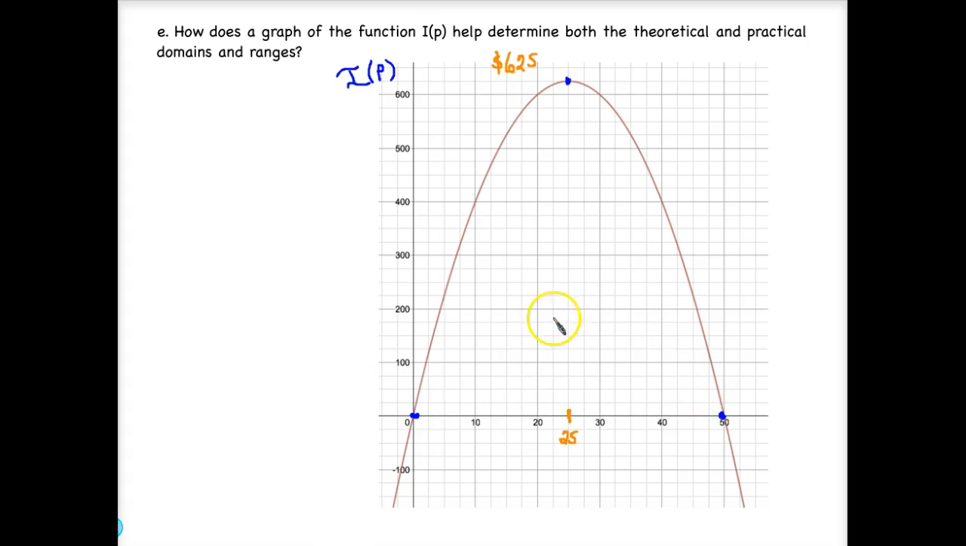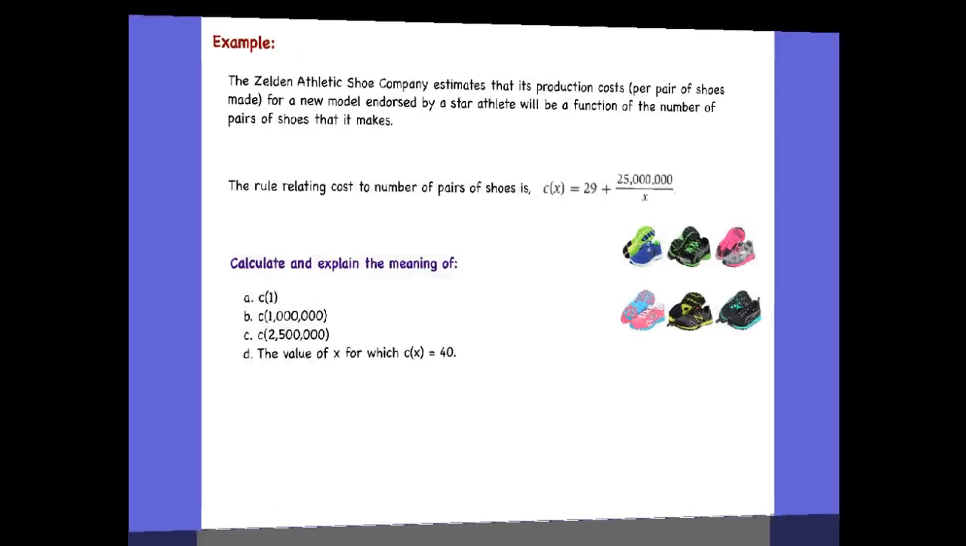So let's determine our range from here. Well, our range is going to be anywhere from 0 income all the way up to 625. So we know that it's going to go from greater than or equal to 0 all the way up to less than or equal to 625. So that can be verified by our graph. Let's look at one final problem.